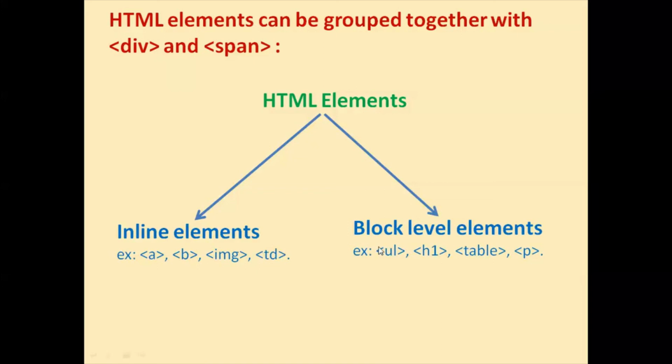But if we concentrate here, UL tag, H1 tag, table tag or P tag, if you use these tags in HTML, then automatically a line break will be generated before the P tag or after the P tag, before the table tag or after the table tag, before the H1 tag or after the H1 tag. And for UL and OL, for all the lists, it will generate a line break before and after the block level elements. So this is the exact difference between inline elements and block level elements.